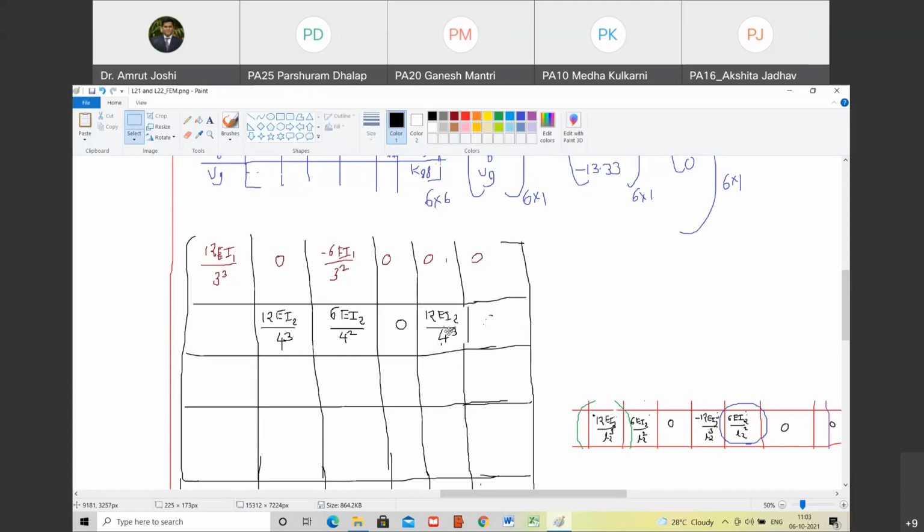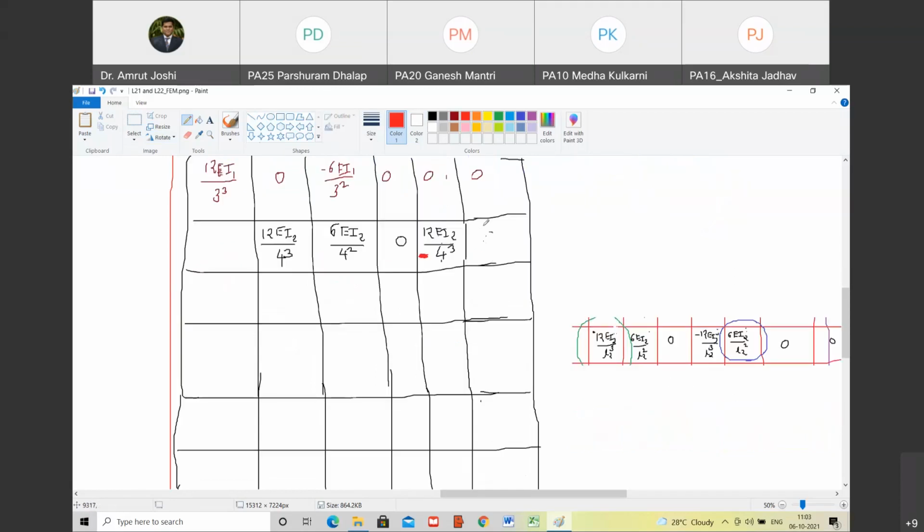Are you with me? Yes, sir. So let me assign a negative sign here, so that this is negative. And then 6 EI2 upon L2 square, 6 EI2 upon 4 square. Are you with me? Yes, sir.